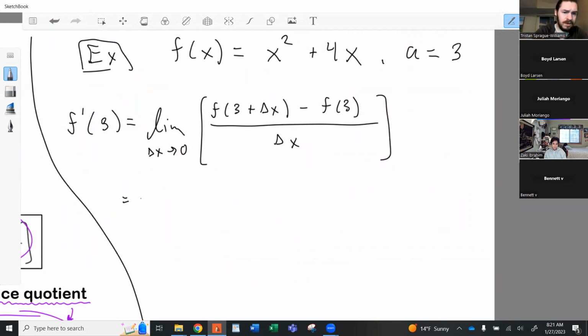Now, what we've got to do is use the f function that is given right here, right? So I want to take 3 plus delta x, and that is going to replace x in my function.